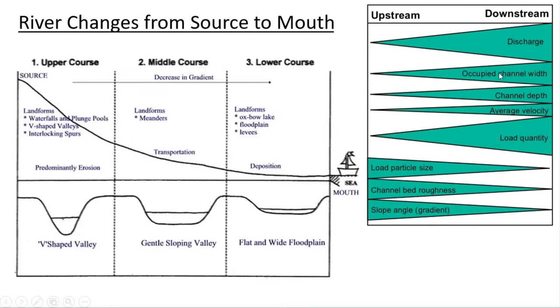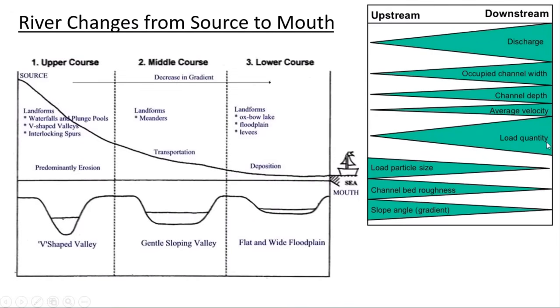The width of the river, the occupied channel width, that's just the width of the river, it gets wider. The depth of the channel gets deeper. Again, more water has got to be fitted into a bigger space, so it's going to have to get wider and deeper to accommodate it. The speed of the river gets faster. Now that looks a bit weird because it gets less steep, but I'll talk about that in a second.